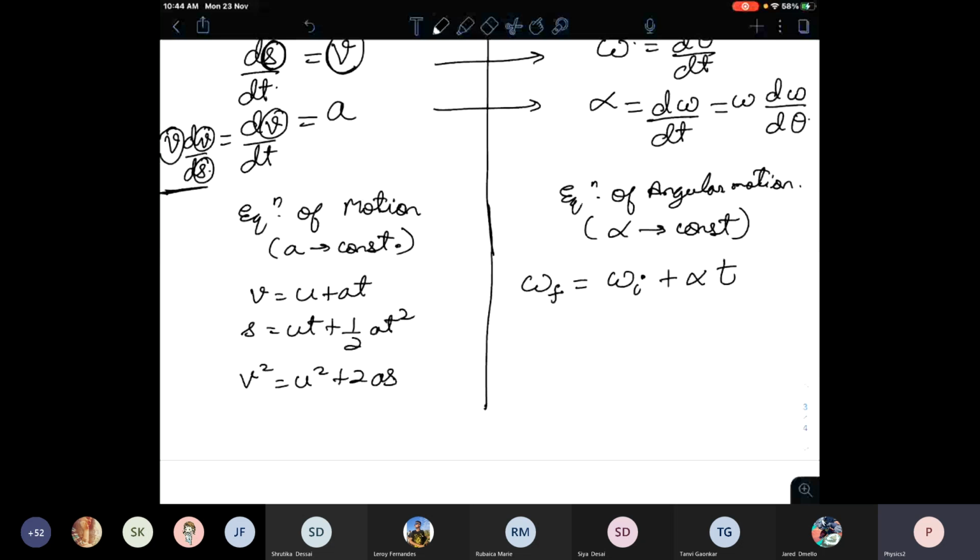Again, s, the displacement, can be replaced with angular displacement, theta. In the second one, u can be replaced with omega initial. Time will remain the same; time does not change in linear or angular motion. So theta will be equal to omega initial t plus half alpha t square. This is the second equation of angular motion. Third, v square is equal to u square plus 2as can be written as omega final square equals omega initial square plus 2 alpha theta.